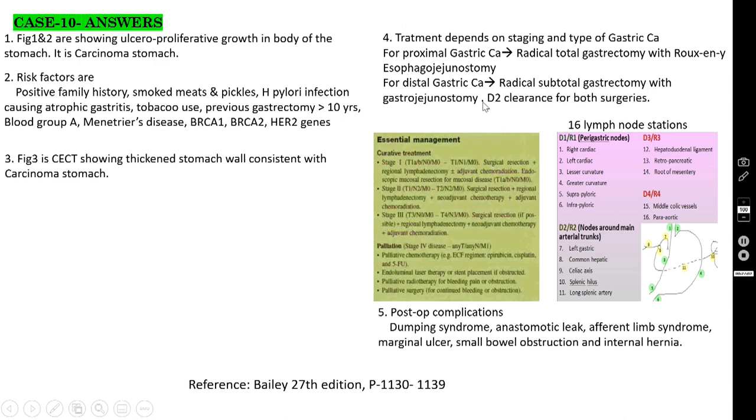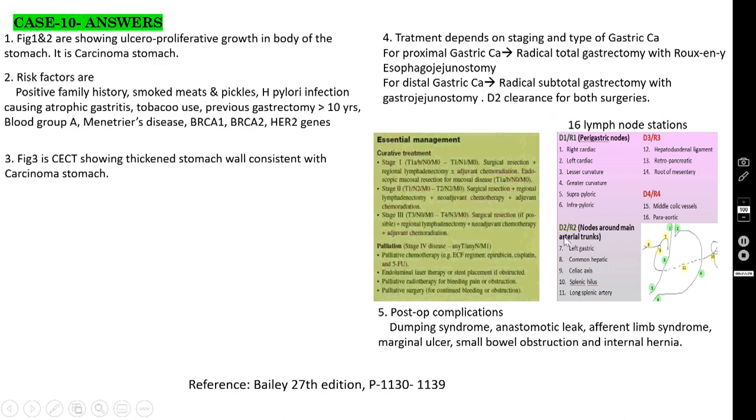For all these cases, you have to do what is called D2 clearance for both these surgeries. What do you mean by this? This is the treatment summary depending upon the stage. You can do curative treatment for stage 1, stage 2 and stage 3, but you can do only palliative treatment for stage 4. There are 16 lymph node stations.